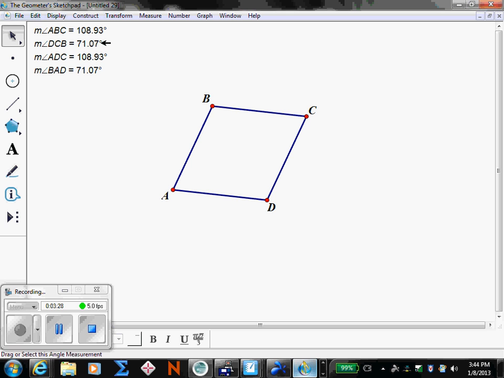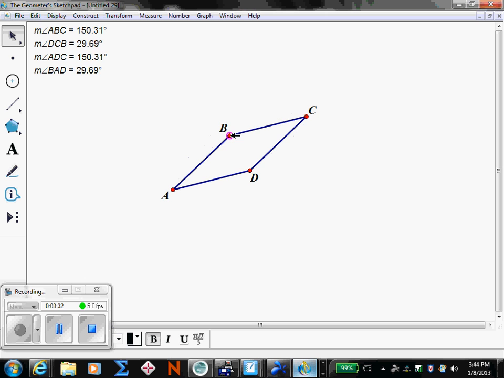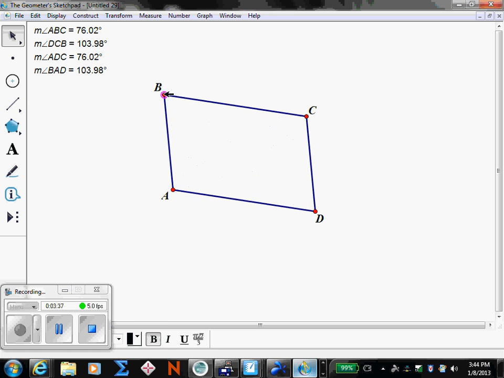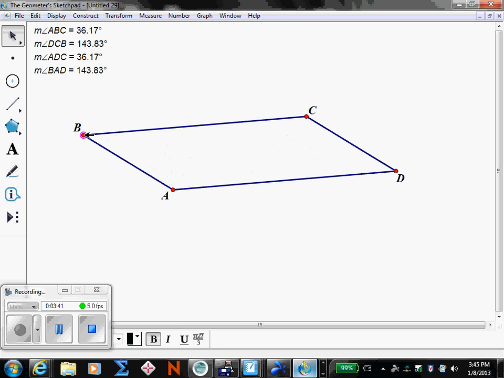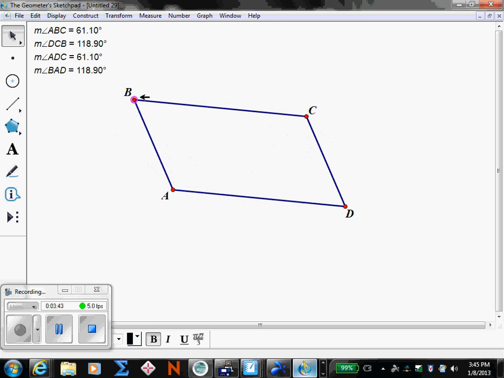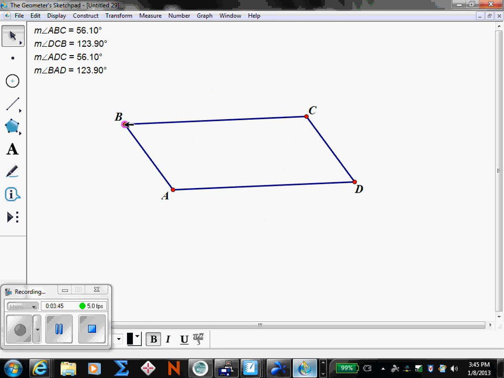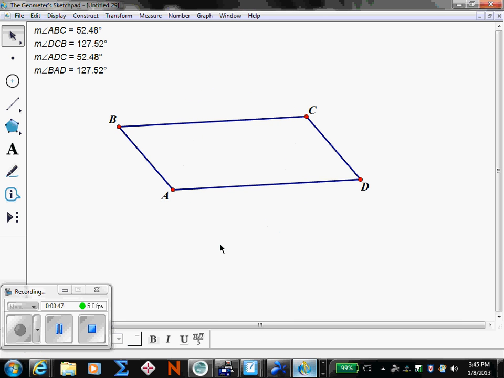Okay, so just looking at the measurements there, it's pretty clear to see that our opposite angles stay congruent, no matter how you move it around. The other thing I'd like to look at here is the lengths of the opposite sides.